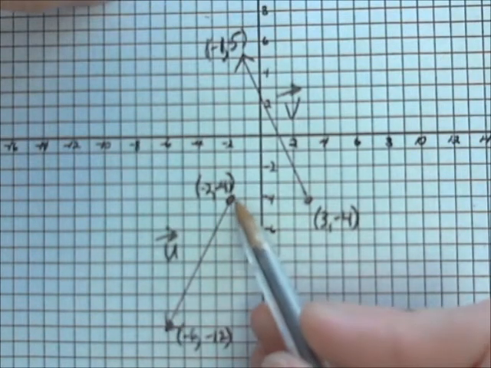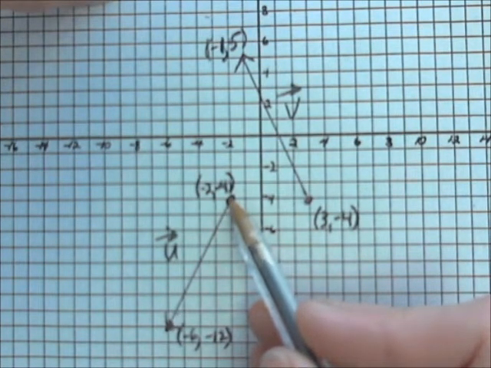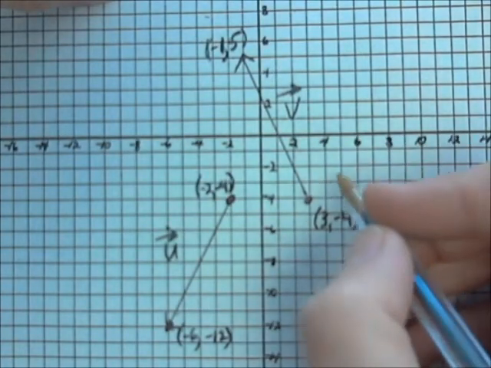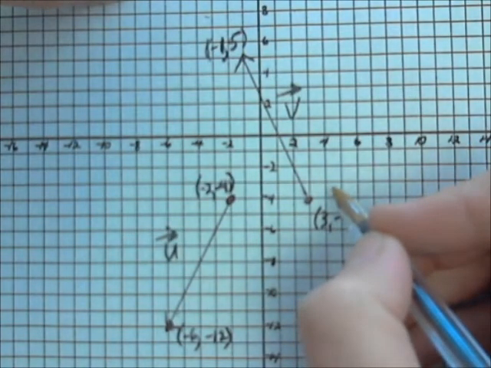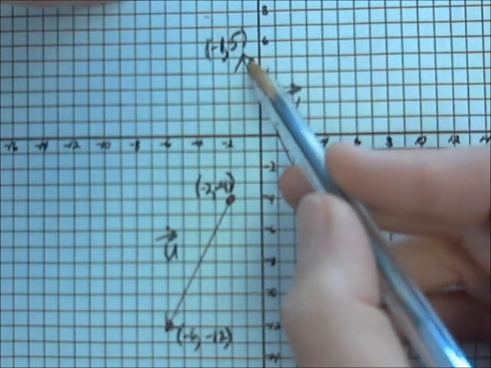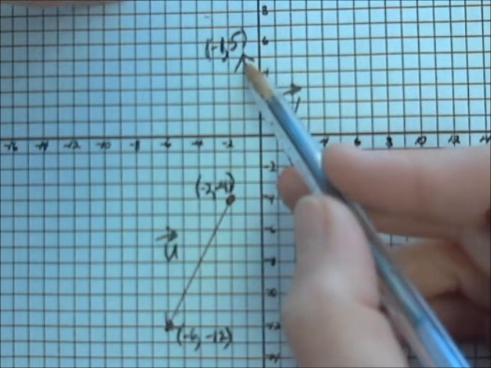Vector u has its tail at -2, -4, and the head is at -6, -12. Here's the vector v. Vector v has a tail at 3, -4, and the head is at -1, 5.